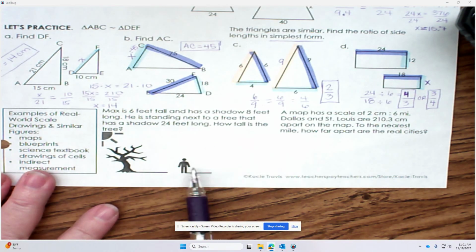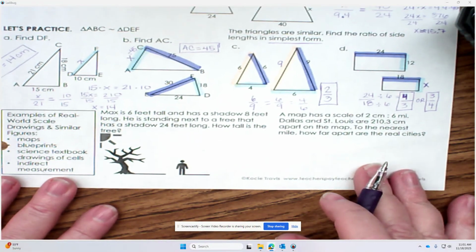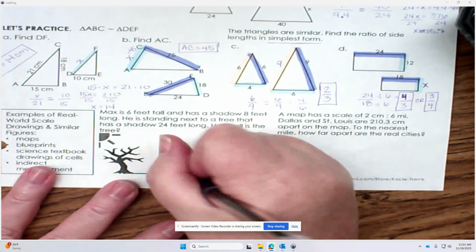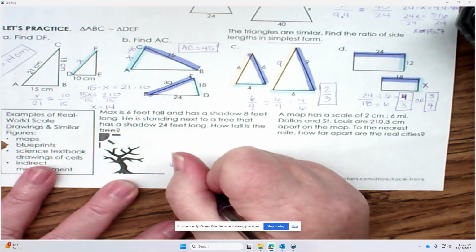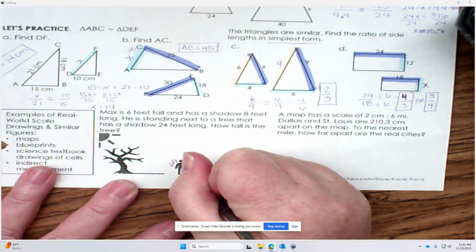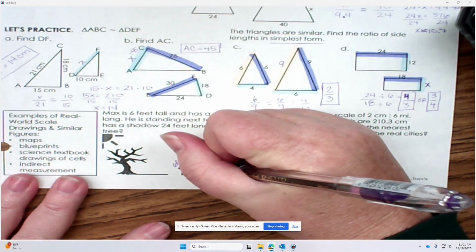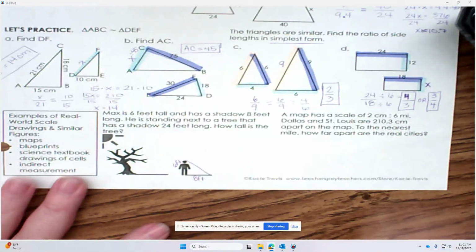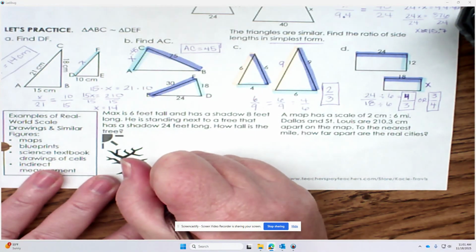Max is 6 feet tall. So here's Max, I'm going to assume. And his shadow is 8 feet. So let's start labeling things as we go. Max is 6 feet tall. So I'm going to write 6 feet. His shadow is 8 feet long. Would it make sense to you that there is a connection here between the top of his head and the end of his shadow? Hey, look, I just made a triangle. Okay? He is standing next to a tree that has a shadow that is 24 feet long.